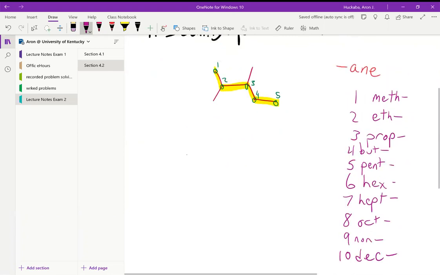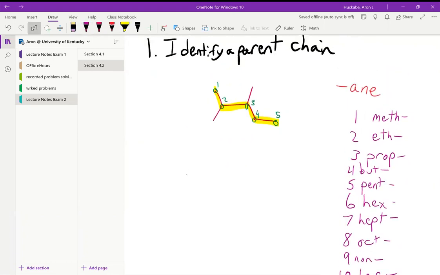There we go. So then when we're naming, we would call this longest chain pentane. I put the T in like this because you don't typically have the dash whenever you're naming a molecule.